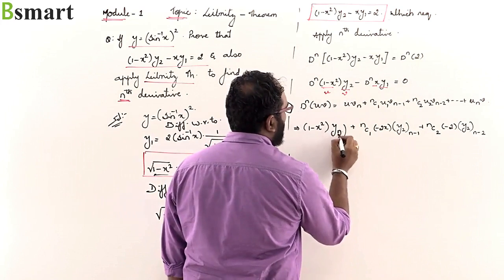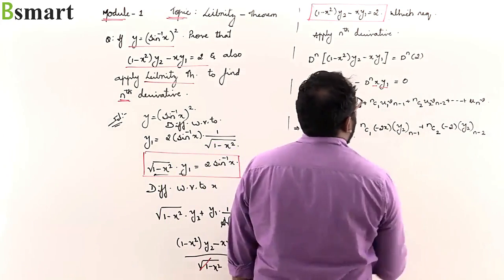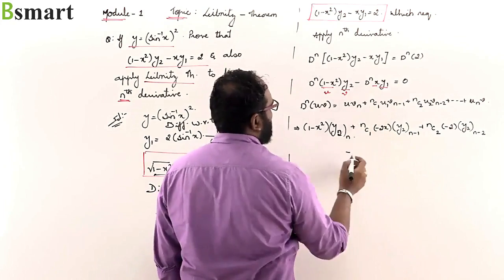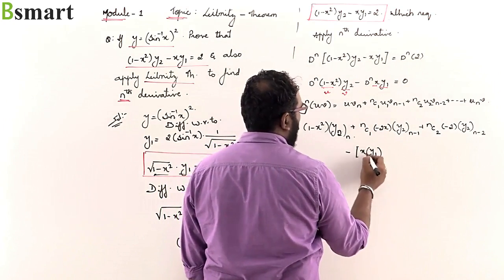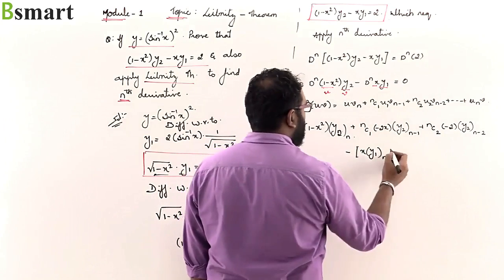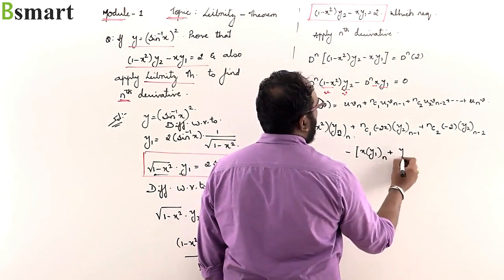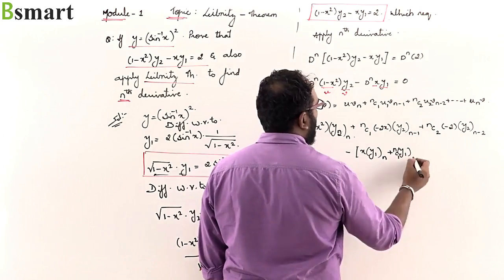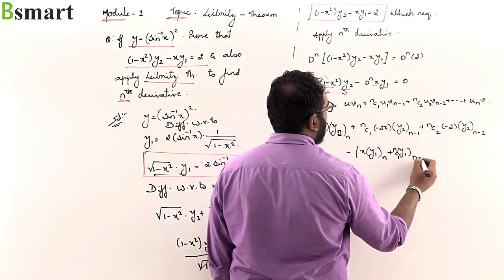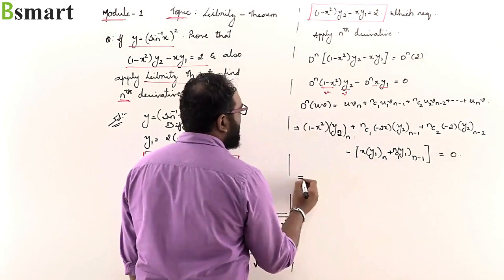Now again, coming to this, so minus x into y1 of n, plus derivative of x is 1, into y1 of n minus 1 with nc1, is equal to 0. Now simplify these terms.